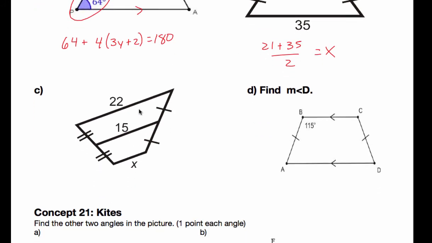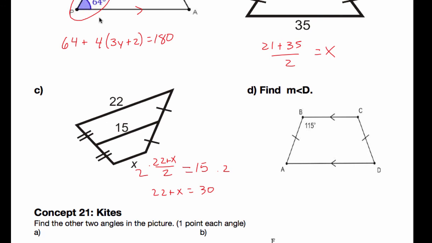This one here, you have the answer. But 22 plus the bottom over 2 equals 15. So I multiply both sides by 2. 22 plus x equals 30. That's an equation.